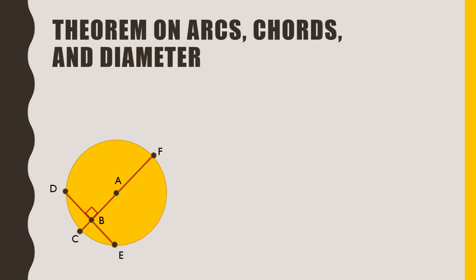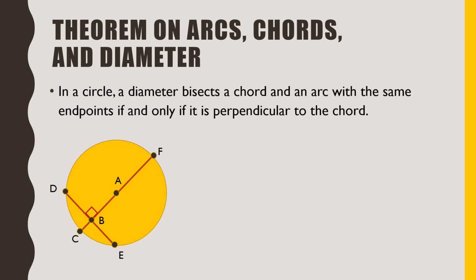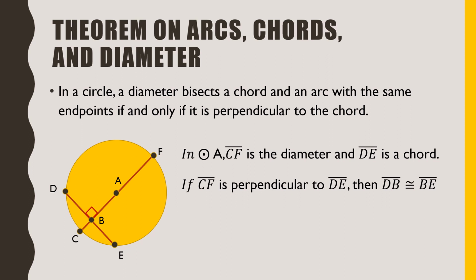Theorem on arcs, chords, and diameter. In a circle, a diameter bisects a chord and an arc with the same endpoints if and only if it is perpendicular to the chord. For example, in circle A, line segment CF is the diameter and line segment DE is a chord. If CF is perpendicular to DE, then line segment DB is congruent to line segment BE and arc DC is congruent to arc CE.